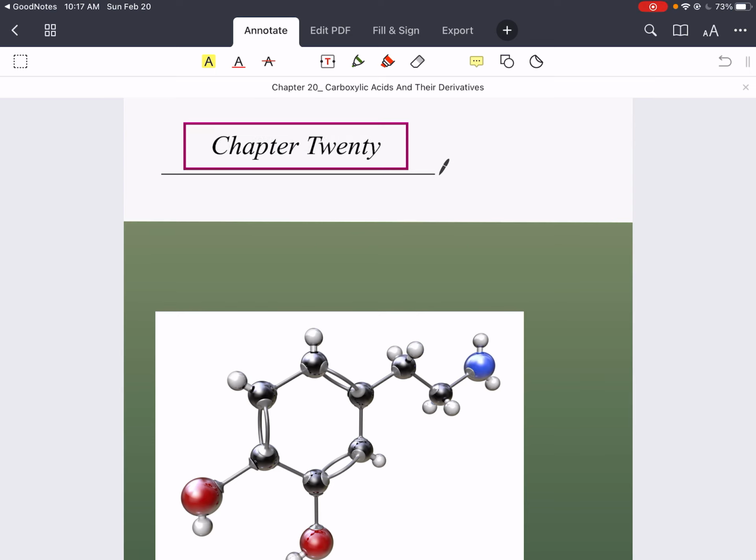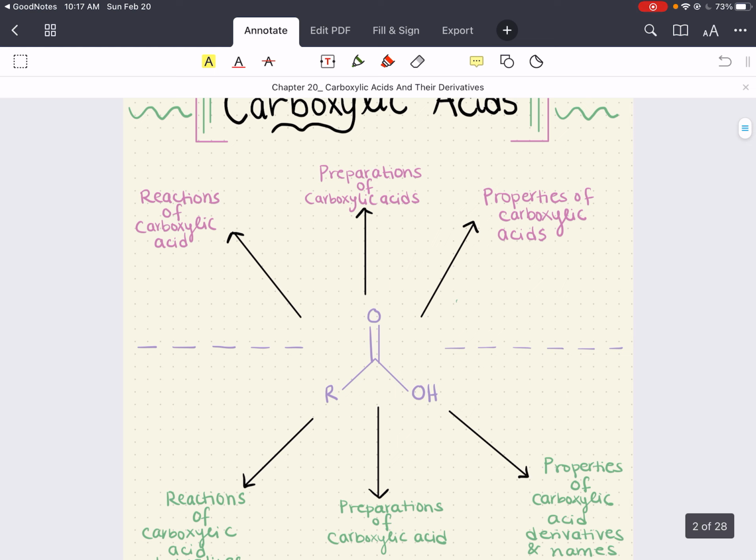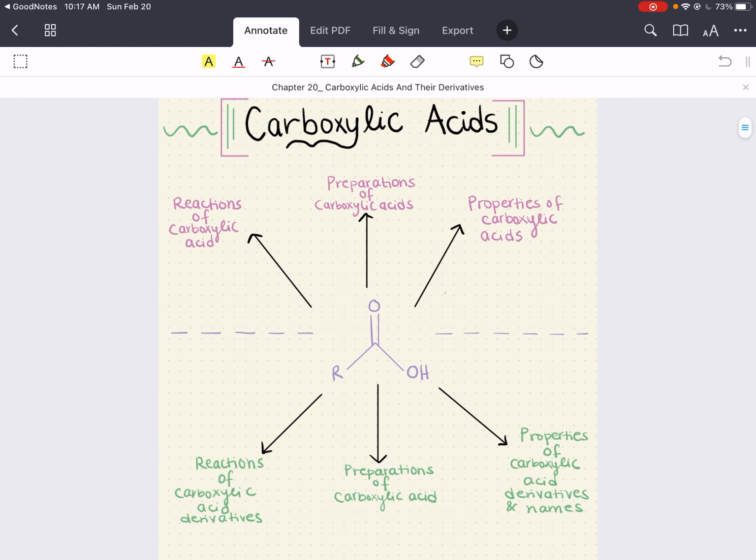Today we're going to go ahead and start chapter 20. Chapter 20 is all about carboxylic acids and its derivatives. Now, carboxylic acids are compounds that possess this COOH group that you see in the center here. The COOH group, where you have a carbonyl and an alcohol group attached to that.